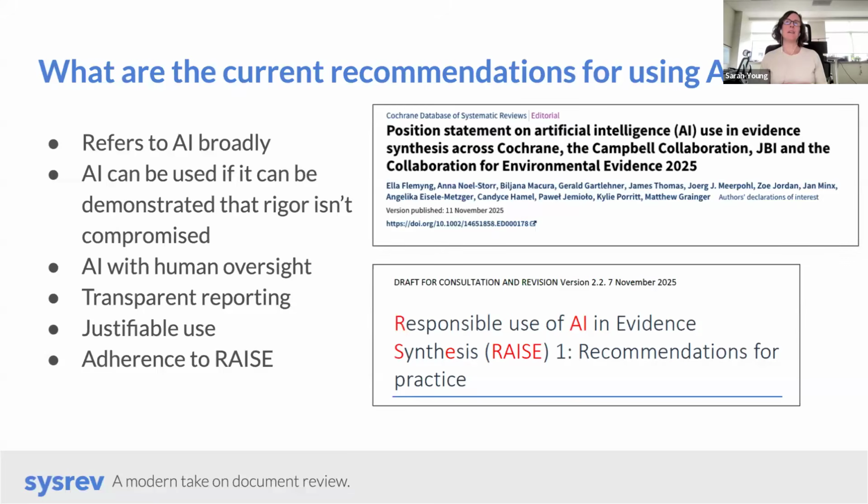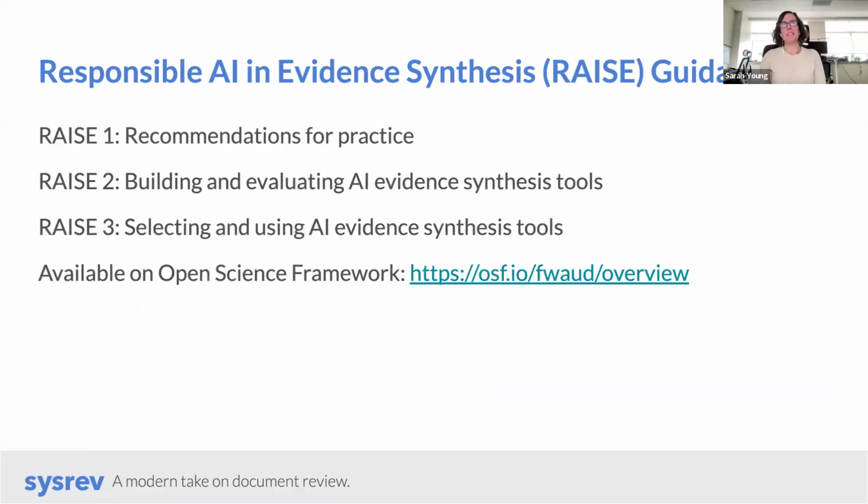They also note that one should adhere to RAISE. RAISE is the responsible use of AI in evidence synthesis. This is a 3-part set of recommendations and guidelines, available in Open Science Framework. This is a really great document to take a look at. It's been very helpful for me, again, to make sense of what is okay and what is not okay in terms of applying AI in a rigorous systematic review.